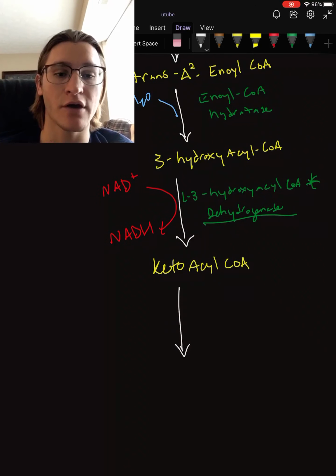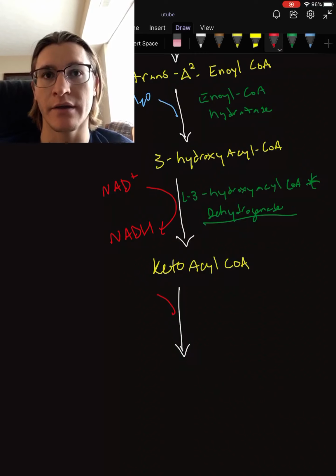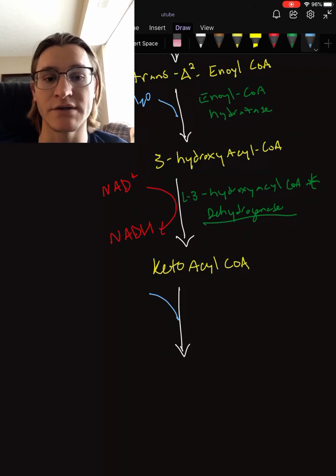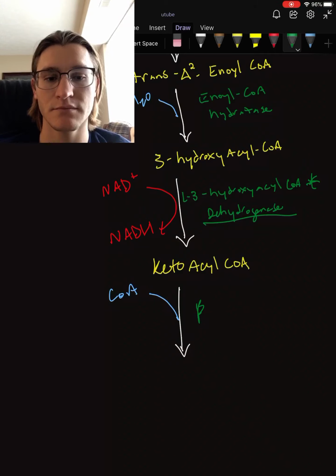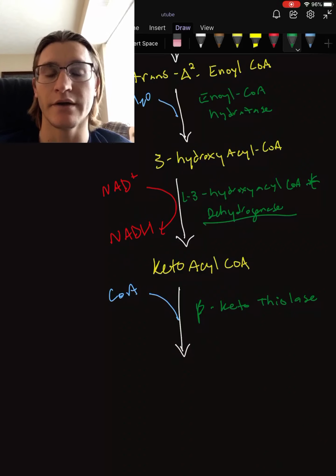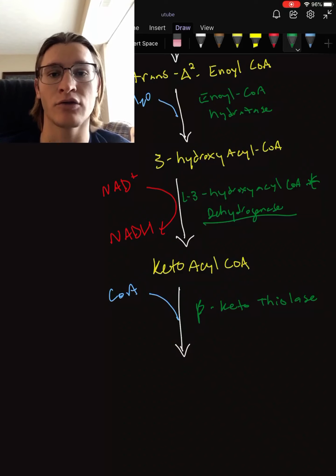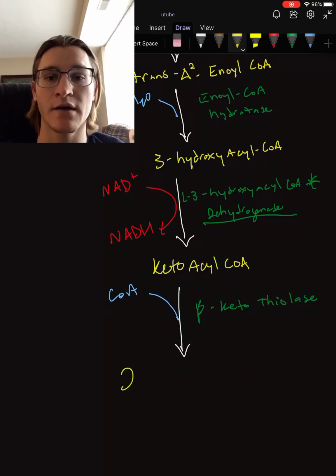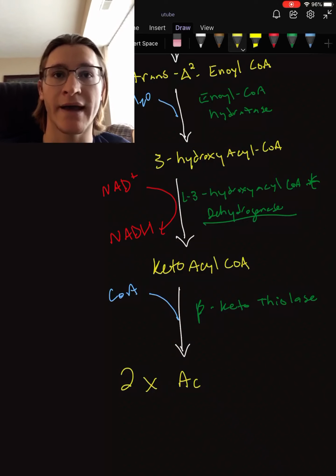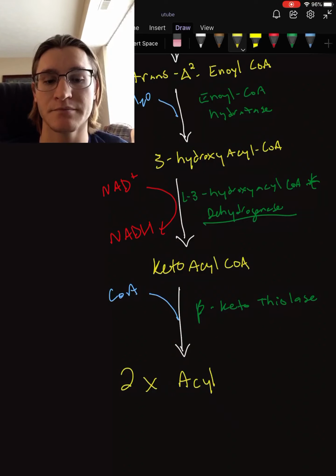And we're going to input another coenzyme A, and this is done by beta keto thiolase. And we're putting in a coenzyme A. Beta keto thiolase is the enzyme. And this is our final portion before we make our final product, which is two acetyl CoAs and one acyl CoA.